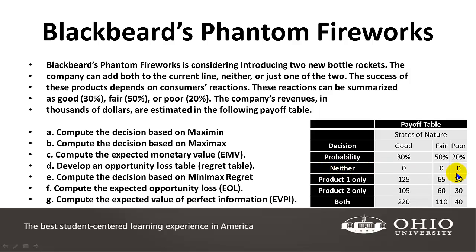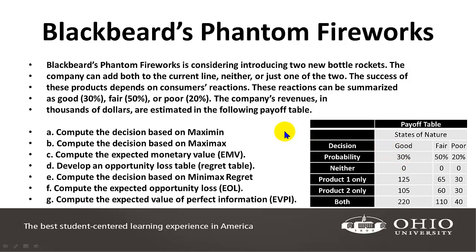So if we didn't do anything, if we made a decision not to launch either into our product line, we would have a revenue stream of $0. If we would decide only to launch one of the 2 bottle rockets, we expect to make $125,000 in revenue. Product 2, if we just do product 2 only, we'd expect that to be $105,000, and if we did both, $220,000. Okay, so we rate the same things in terms of fair and poor. So this is our payoff table with the states of nature defined.